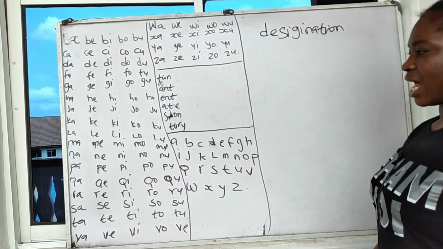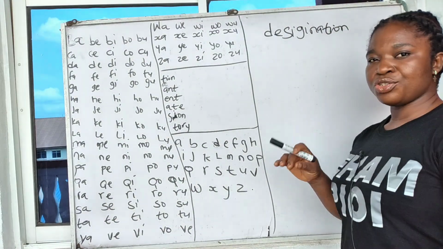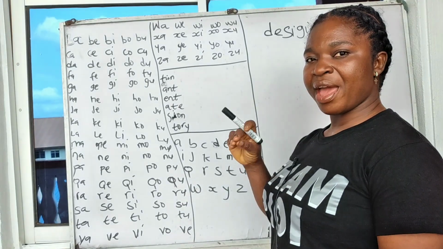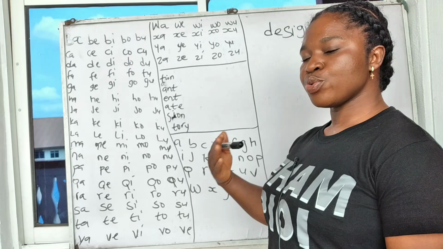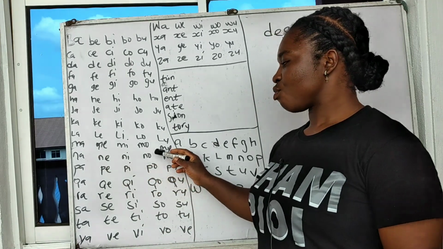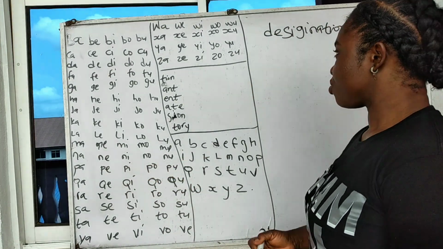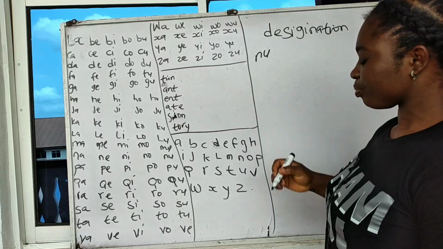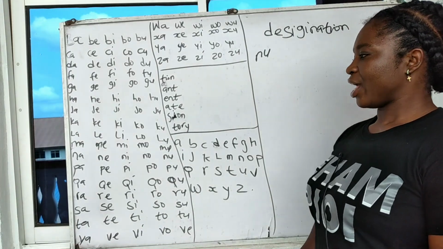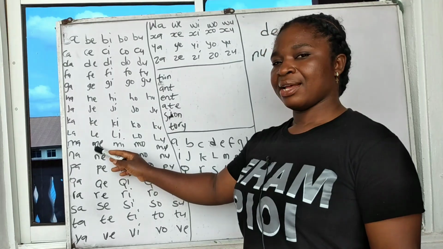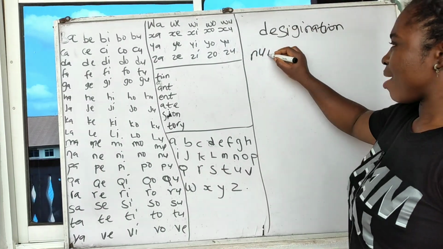Now let's try another word. The next word I would love to try now is numeric. So how do you write that? Go to the nu, na, ne, ni, no, nu. Okay, you pick the nu. This is nu. All right, and the next thing is me. Okay, I go to the ma, me. I pick my me.